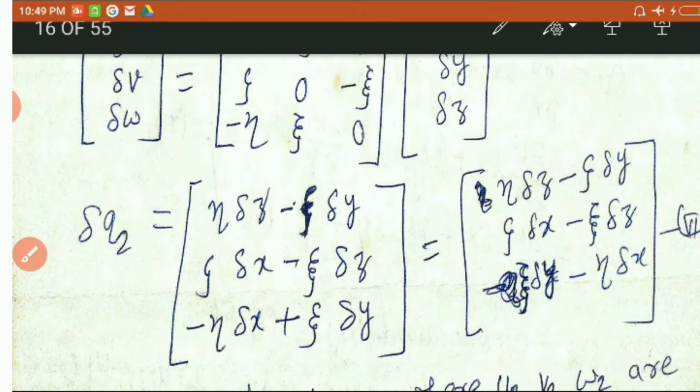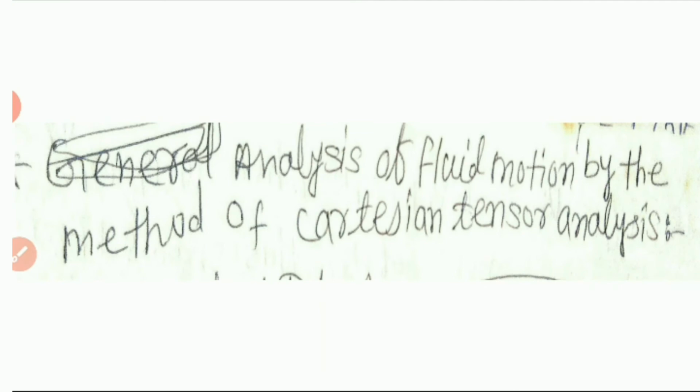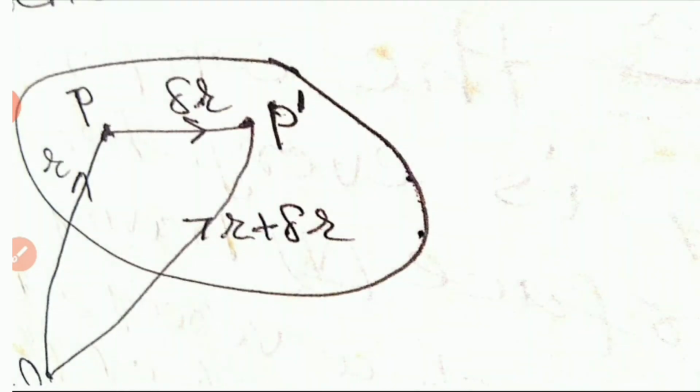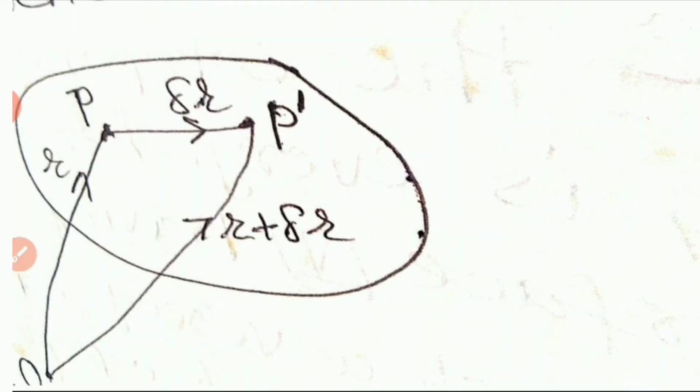Now we will start the next article. This was the general analysis of fluid motion. Another article is the analysis of fluid motion by the method of Cartesian tensor analysis. So we start here. Now we will describe this figure.